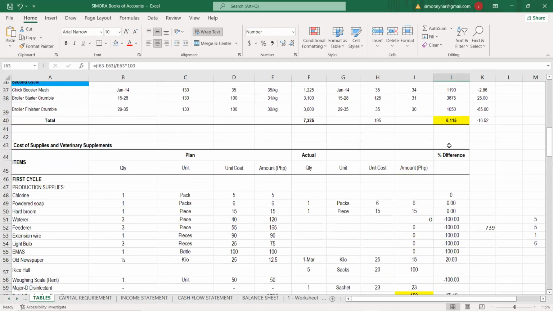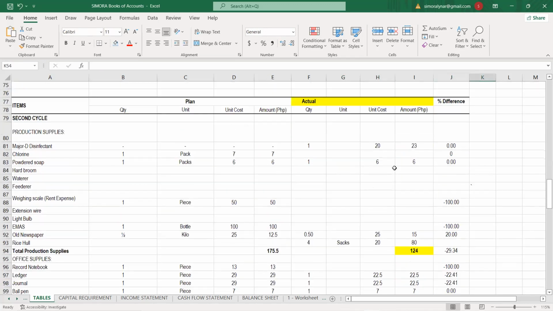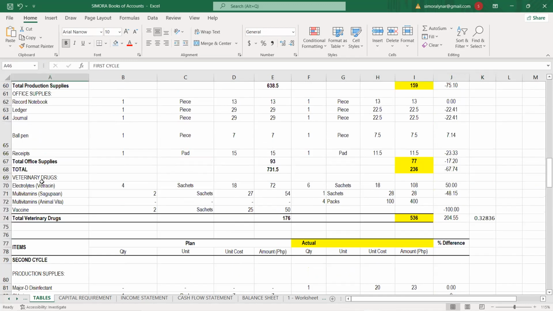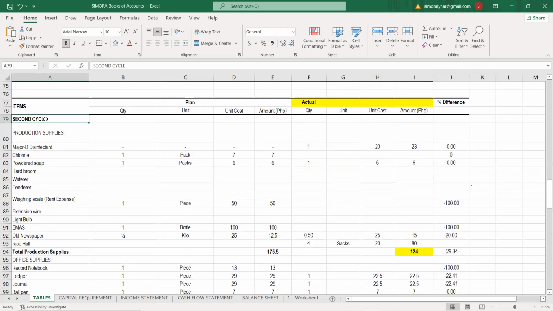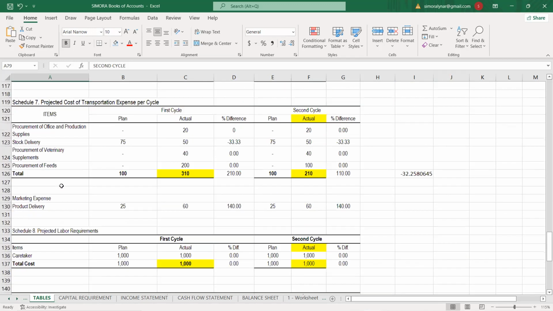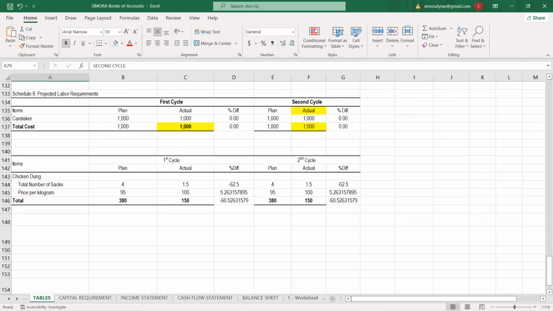Layo ra gid kay ang plan og actual. As you can see, dagko kay kog negative. That means nga wala ko nagbayan. Okay? So more siya something like that ang hitabo. So my second cycle, so this was on first cycle. My second cycle, my cost of utilities, transportation expenses, labor requirement, and yes, so on and so forth.